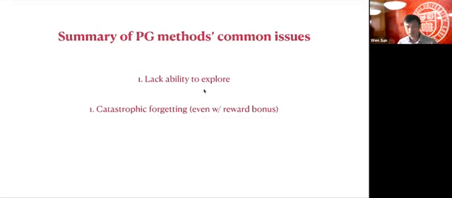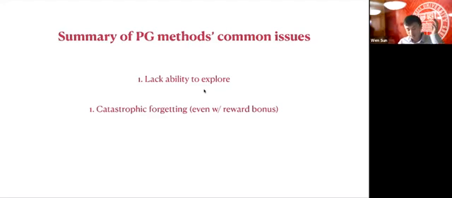So in summary, policy gradient methods have some common issues. The first issue is the lack of the ability to do exploration. We observed this from this toy example where you have a long chain, and we can compute the gradient magnitude of some initialized policy, and we can basically prove that the magnitude of the gradient is exponentially small with respect to the length of the chain.